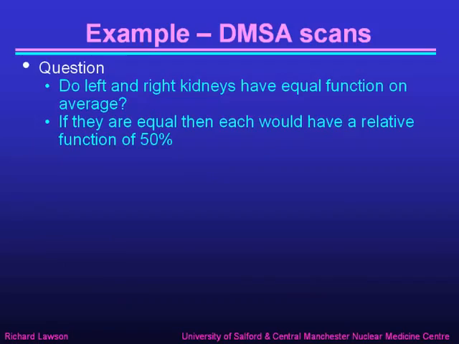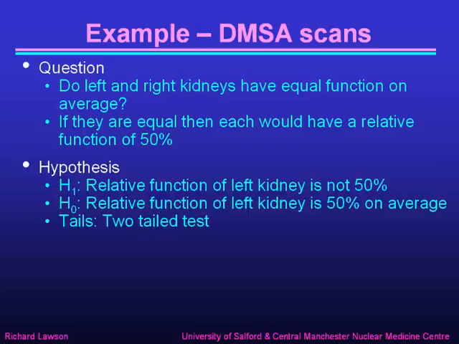Here's an example using DMSA scans. Let's suppose we want to know, do left and right kidneys have equal function on average? Well, we might suppose that they do, and if it's true, if they are equal, then each would have a relative function of 50%, because left kidney would be 50% and right kidney would be 50% of the total function if they're split equally between the two kidneys.